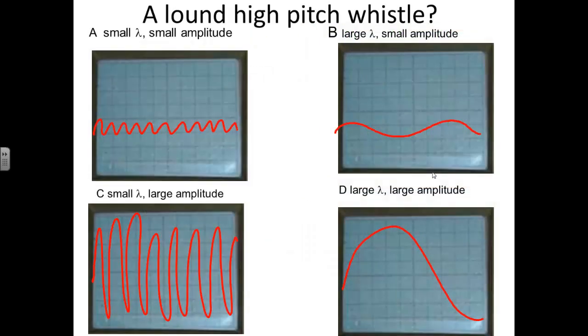So I have a question for you. If you have a loud, high-pitched whistle, like somebody blowing a whistle really loud and really high-pitched, which one does it look like? Screen A, B, C, or D? Well, basically, if it's loud, it's going to have a high amplitude. So it's either this one or this one. If it's a high pitch, it's going to have a short wavelength. So it's either this one or this one. So it must be C. It has a small wavelength and a large amplitude.